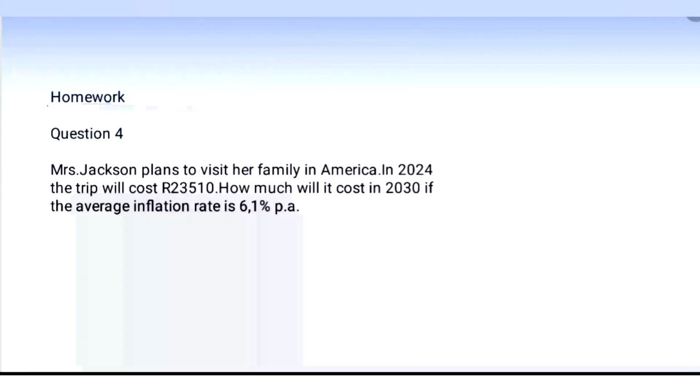Alright guys, this is the homework for this video. Question number 4. Mrs. Jackson plans to visit her family in America. In 2024, the trip will cost 23,510 Rand. How much will it cost in 2030 if the average inflation rate is 6.1% per annum? It's a very simple question, just try yourself.